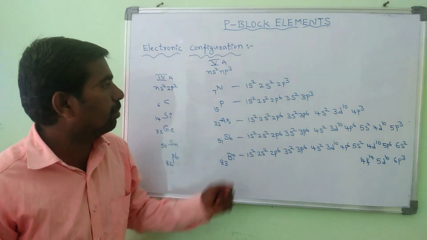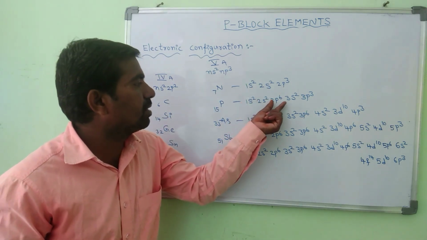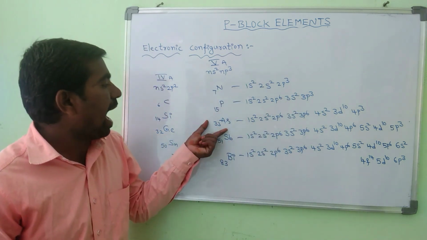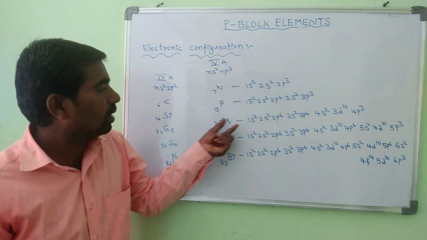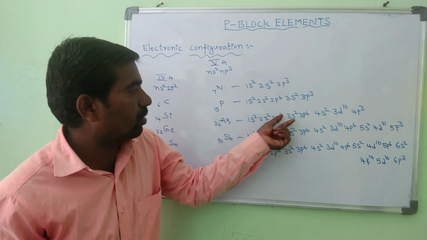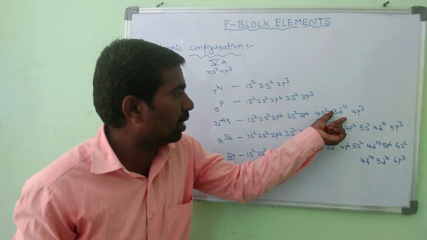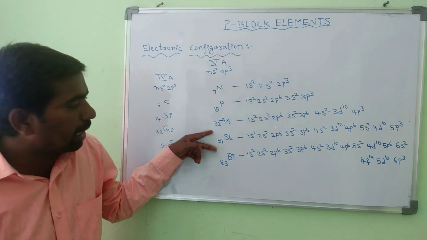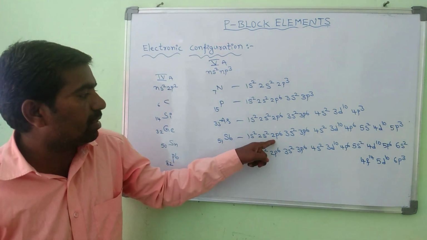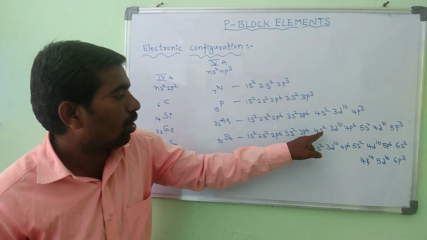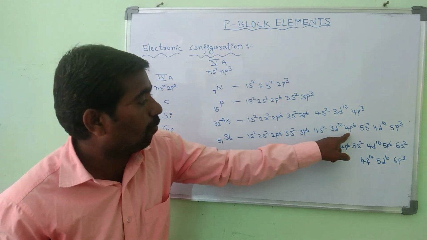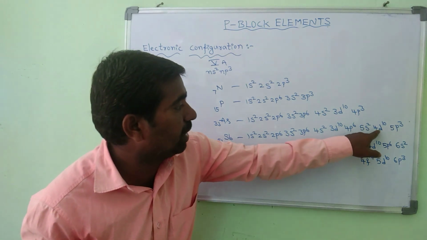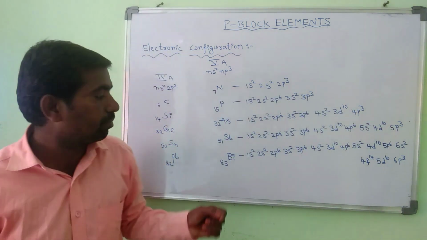Phosphorus, atomic number 15: 1s2, 2s2, 2p6, 3s2, 3p3. Arsenic, atomic number 33: 1s2, 2s2, 2p6, 3s2, 3p6, 4s2, 3d10 and 4p3. Antimony, atomic number 51: 1s2, 2s2, 2p6, 3s2, 3p6, 4s2, 3d10, 4p6, 5s2, 4d10 and 5p3.